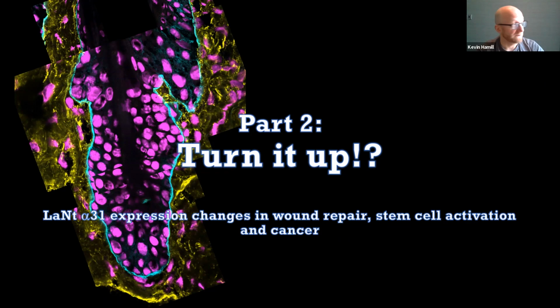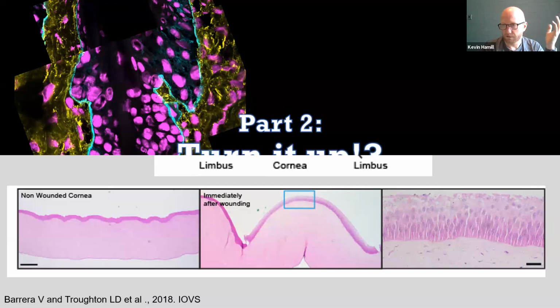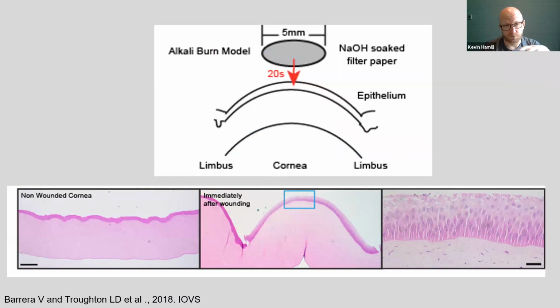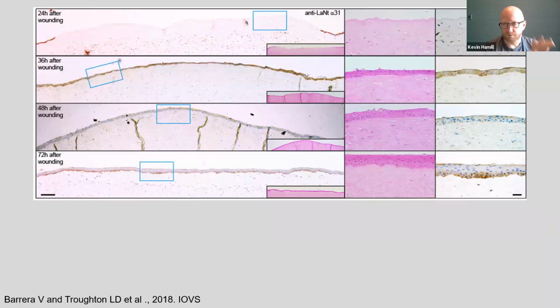Okay, so we know it's expressed, but that doesn't mean it's functional necessarily. So let's look at some situations where we're looking for basement membrane remodeling to be happening. I've shown this before to some people. This is an alkali burn model we did with an ex vivo corneal wound. This is a pig cornea that we've kept in culture, then burned it, and then stopped at various stages.